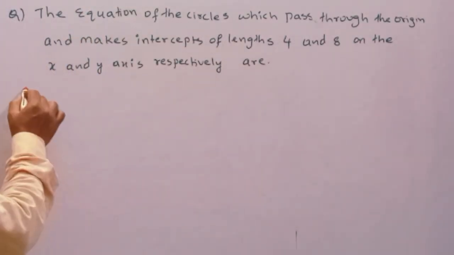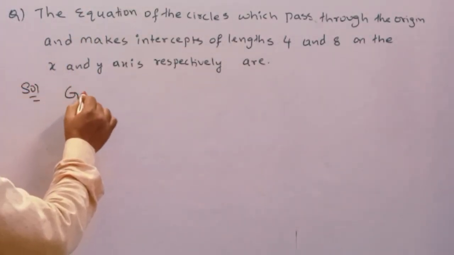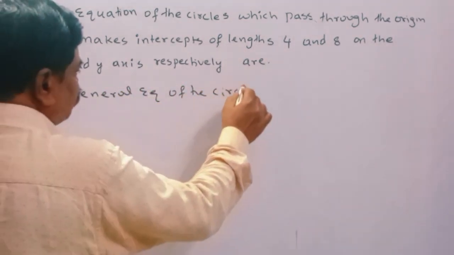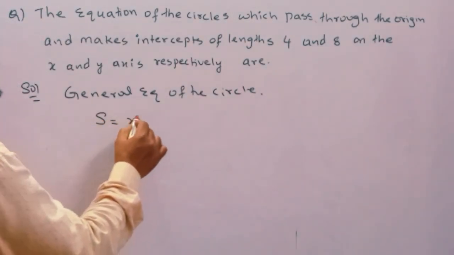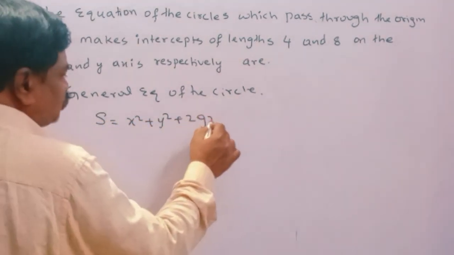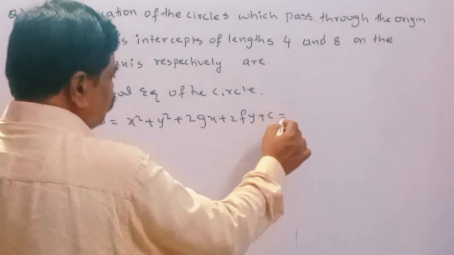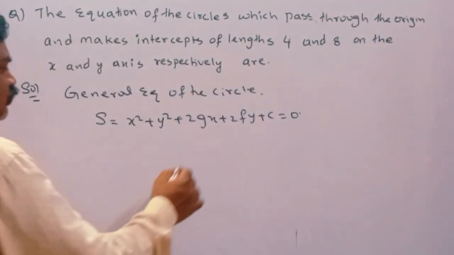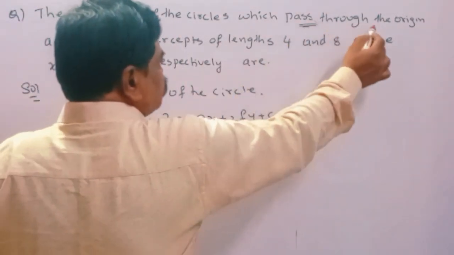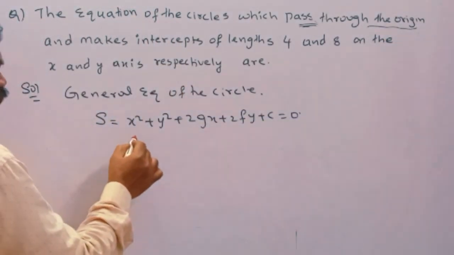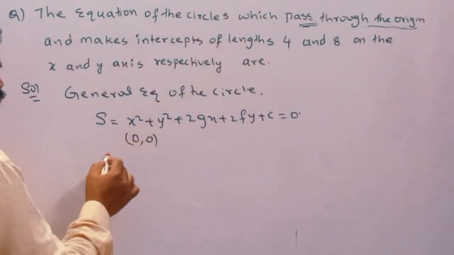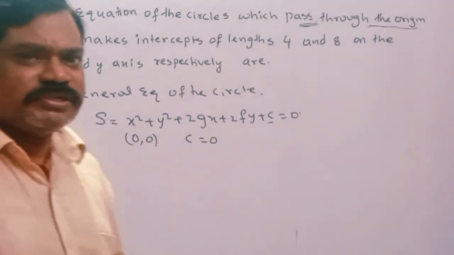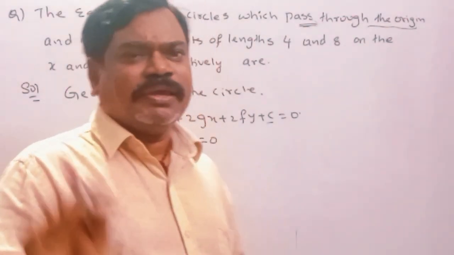So here, what is the general equation of the circle? S is equal to x square plus y square plus 2gx plus 2fy plus c equal to 0 is the general equation of the circle. And it passes through the origin. So that is c is equal to 0, first condition. If the circle passes through the origin, then the constant will be 0.